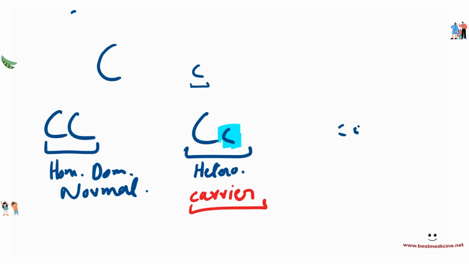And of course, then we'll have the homozygous recessive. And in homozygous recessive, you do have the disease, right? Because it's a recessive disease. Both affected alleles are there.